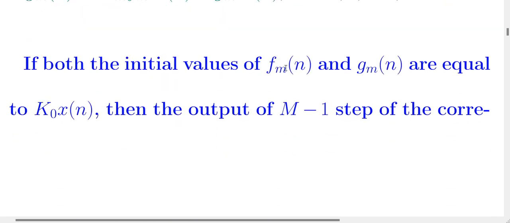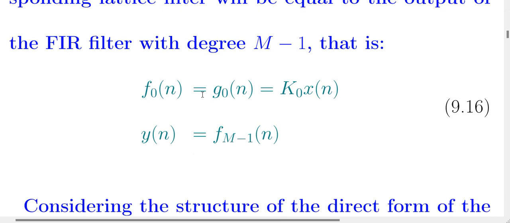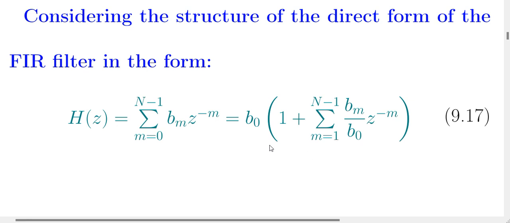If both the initial values of fm of n and gm of n are equal to k0 times x of n, then the output of the m minus 1 step of the corresponding lattice filter will be equal to the output of the FIR filter with degree m minus 1. That is, f0 of n is equal to g0 of n, which is equal to k0 times x of n, and y of n will be equal to fm minus 1 of n.